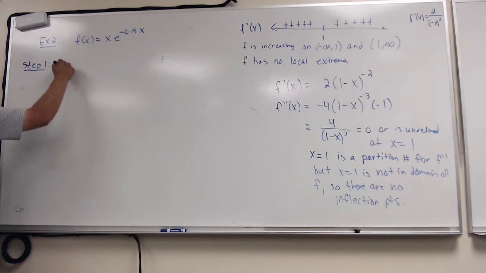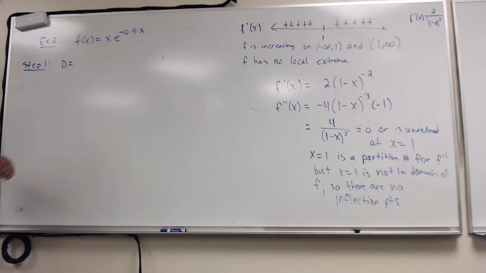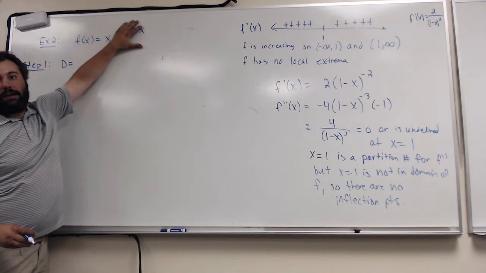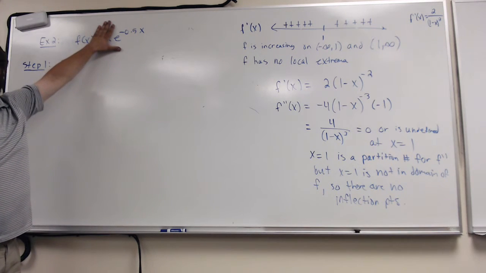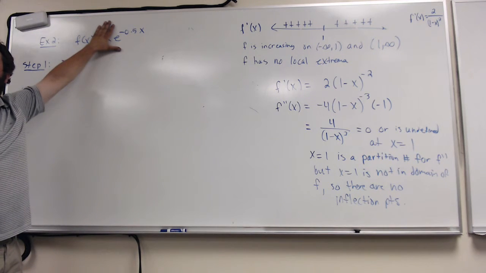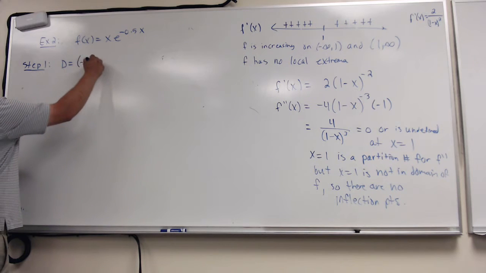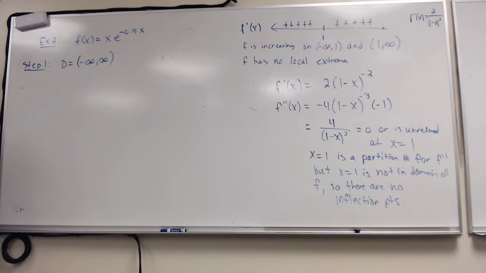So step 1, I think the domain should be pretty easy right away. The function x is a linear function, domain all real numbers. Is there any restrictions on what you can plug in the exponential? No division by 0 or negative square roots. So this function is going to have domain all real numbers.